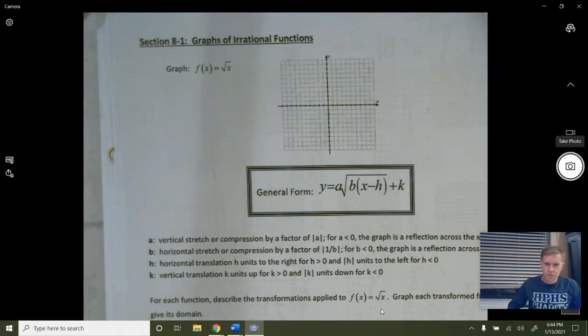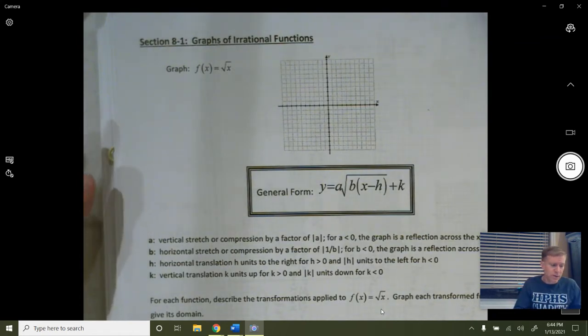Today what we're going to do is go over graphs of irrational functions and also simplifying radicals. Okay, so in your packet, this is page 218. And then from there, we're going to skip a few pages and go to pages 221 and 222. First thing we're going to talk about is graphs of irrational functions.